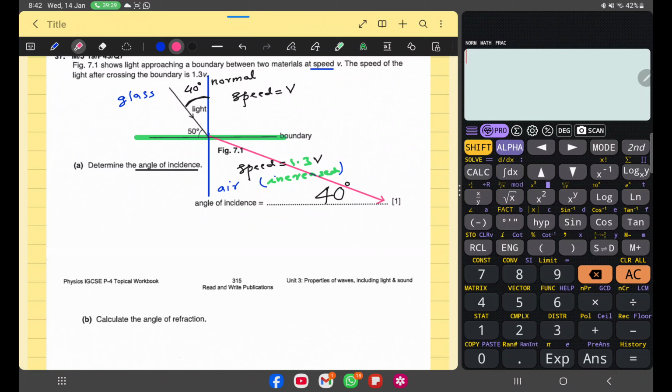And now, as the light is traveling from glass into air, Amna, can you tell me what will be the formula? Sine I upon sine R or sine R upon sine I? I am asking you, Amna. Repeat. Sine R divided by sine I.